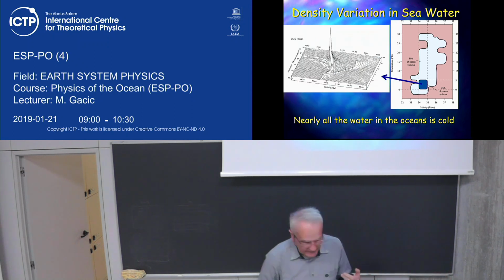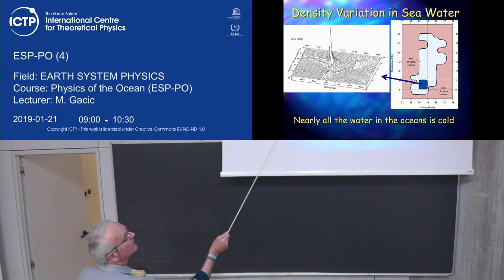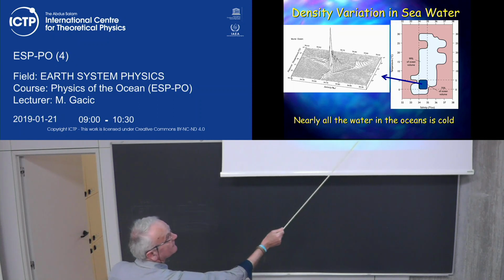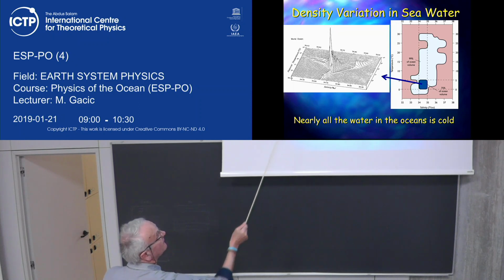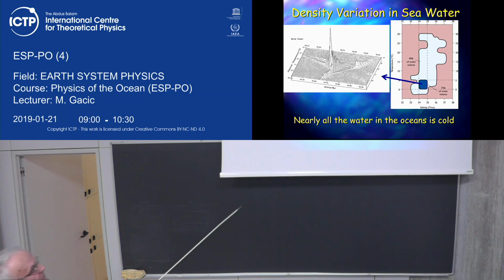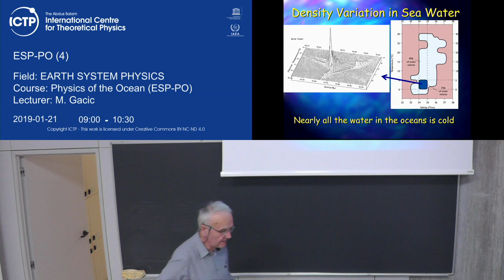And this is another way of presenting it. This diagram very nicely shows you the temperature-salinity diagram, and you can see this peak between 34 and 35, and between 3 and 1, for example. And this is a very nice presentation, and this really shows that nearly all the water in the ocean is cold, between 0 and 5. And this is the frequency of these water masses.